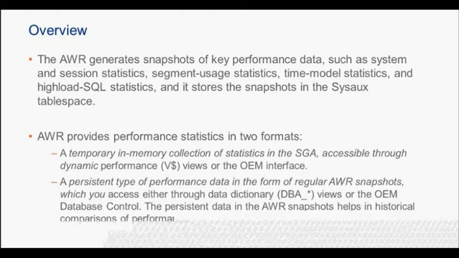Now, Automatic Workload Repository collects, processes, and maintains performance statistics for problem detection and self-tuning purposes. This data is both in memory and stored in the database. The gathered data can be displayed in both reports and views. AWR provides statistics in two formats. One is in memory, in the form of dynamic performance views, which are temporary. The second is the persistent type of data, which is stored in the database in the form of AWR snapshots.